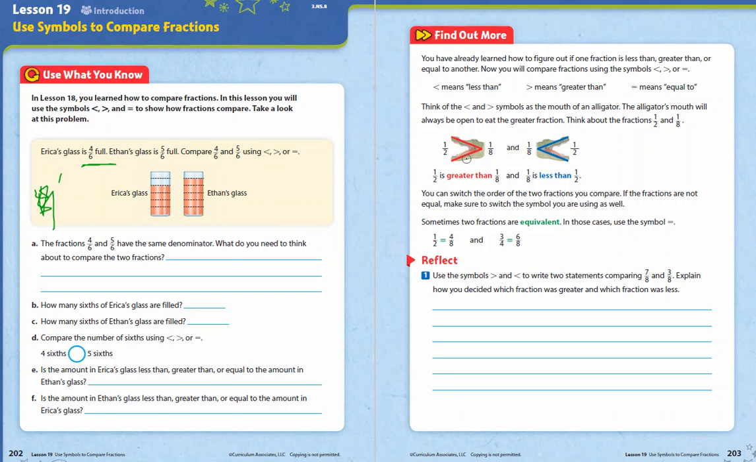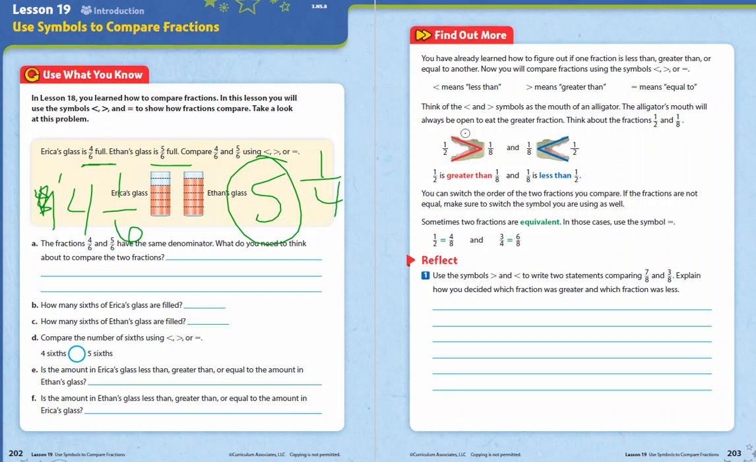Sorry, let me redo that. She has 4 one-sixths. Okay, Ethan has 5 one-sixths. So Ethan has one more unit fraction than Erica does.